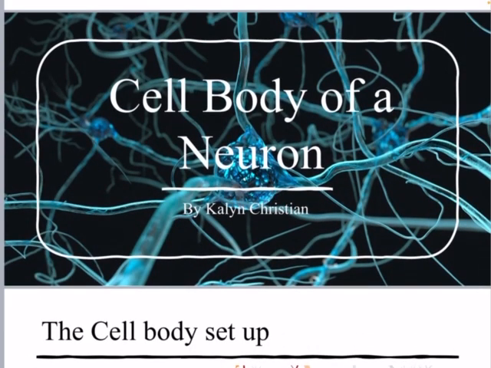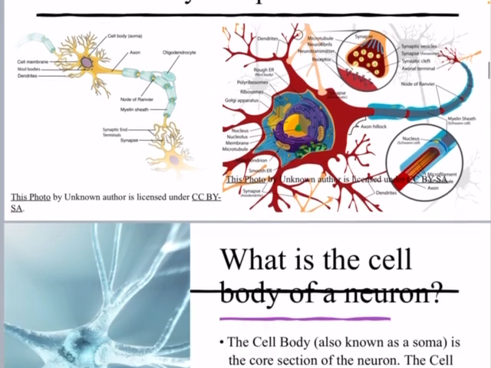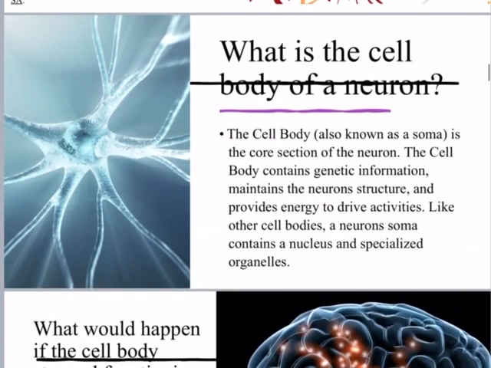My name is Kaylin Christian, and I'm going to be telling you about the cell body of a neuron. This is the cell body setup. What is the cell body of a neuron? The cell body, also known as a soma, is the core section of a neuron. The cell body contains genetic information, maintains neuron structure, and provides energy to drive activities. Like other cell bodies, a neuron soma contains a nucleus and specialized organelles.